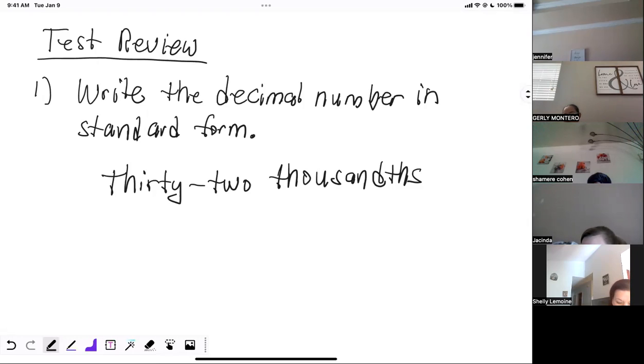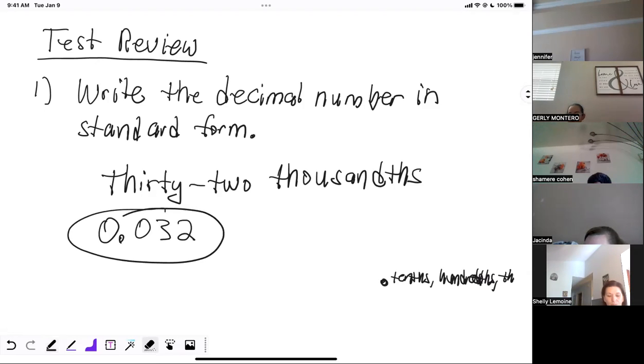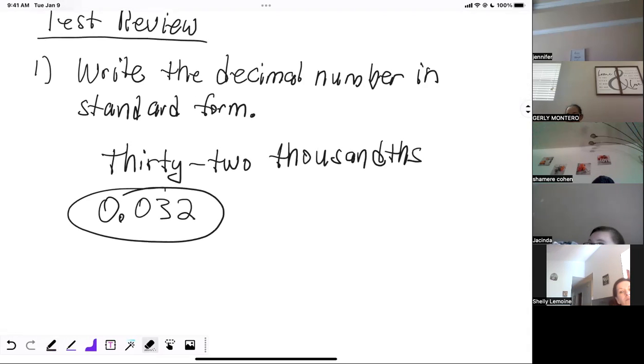Well, just to review, this is my tenths spot. This is my hundredths spot. And that's my thousandths spot. So I know it's 3 decimals. So tenths, hundredths, thousandths. That's your answer. That 2 had to end at the thousandths spot: 0.032. That's one of the first things I think we did, rewriting them as decimals.